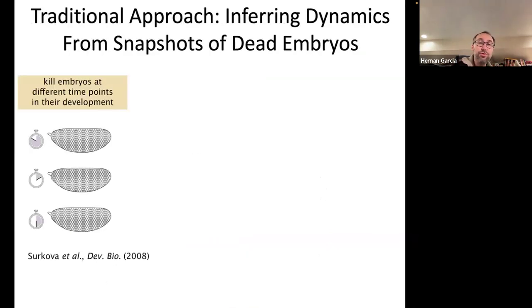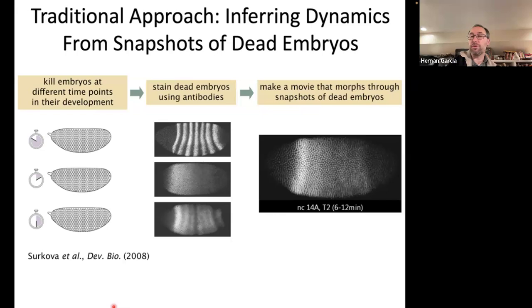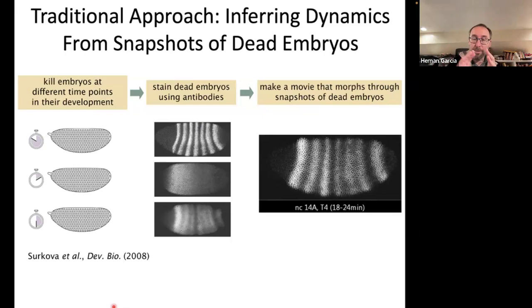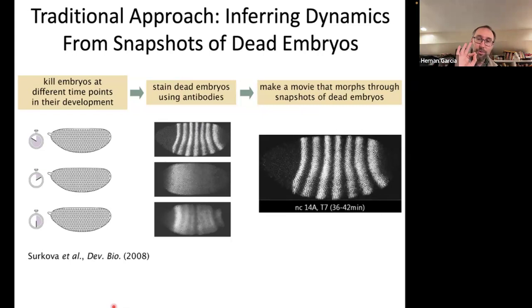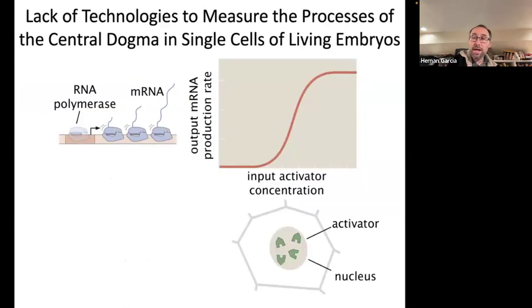Okay? What this constrained the field in general to is looking at pictures of dead embryos. What I mean by that is that people would grab embryos that were laid at different time points in development. You don't know exactly what time point. Those embryos would be stained against some protein, some RNA, and then you would make a fake movie where you're morphing through images of dead embryos. So it's an amazing, amazing technology, and people got a lot of mileage out of it. But clearly, if you want to measure transcriptional dynamics in an individual cell in real time, this is not good enough.